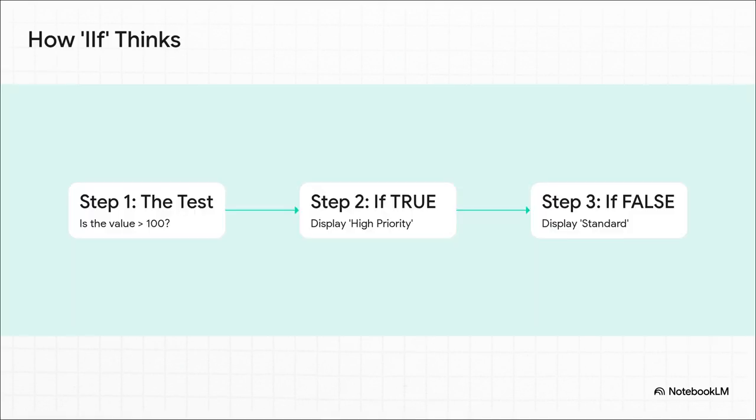Take a function like IIf, that's immediate if. This lets your database actually make decisions. It's just simple if, then, else logic. As you can see here, first it runs a test. It asks a question. If the answer is true, it does one thing. If the answer is false, it does something else. This is absolutely perfect for automatically sorting and categorizing your data on the fly.